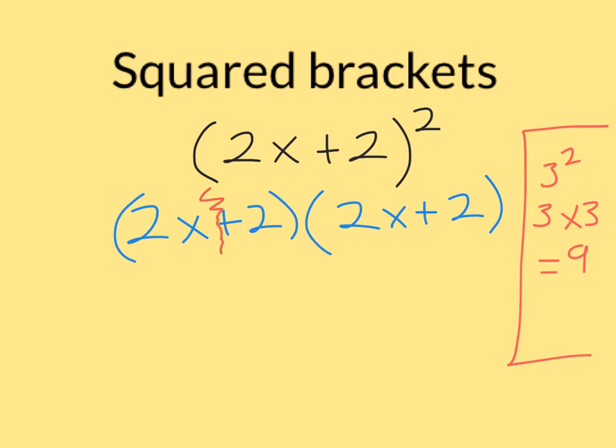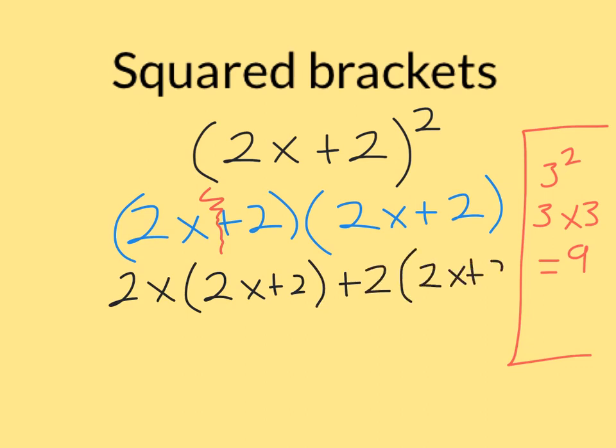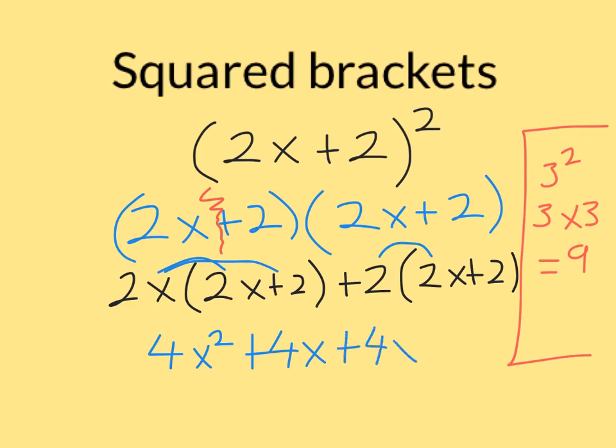So split your first bracket. You are going to put 2x multiplied by all of the second bracket, 2x plus 2, plus 2, 2x plus 2. Then you are going to do your loops. So 2 by 2 gives me 4, x by x gives me x squared. 2x by 2 gives me plus 4x. 2 by 2x gives me plus 4x. And 2 by 2 gives me plus 4.